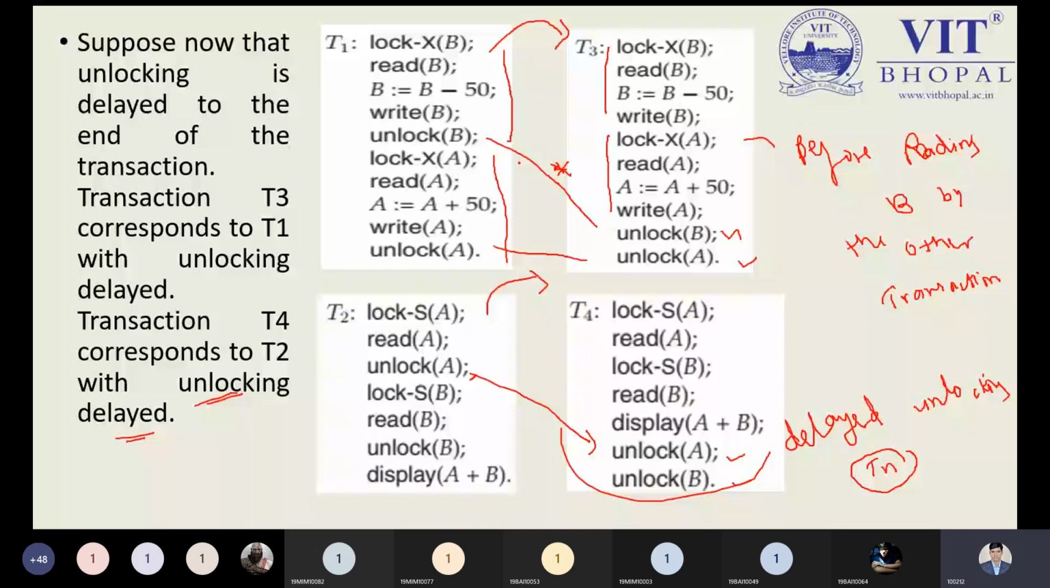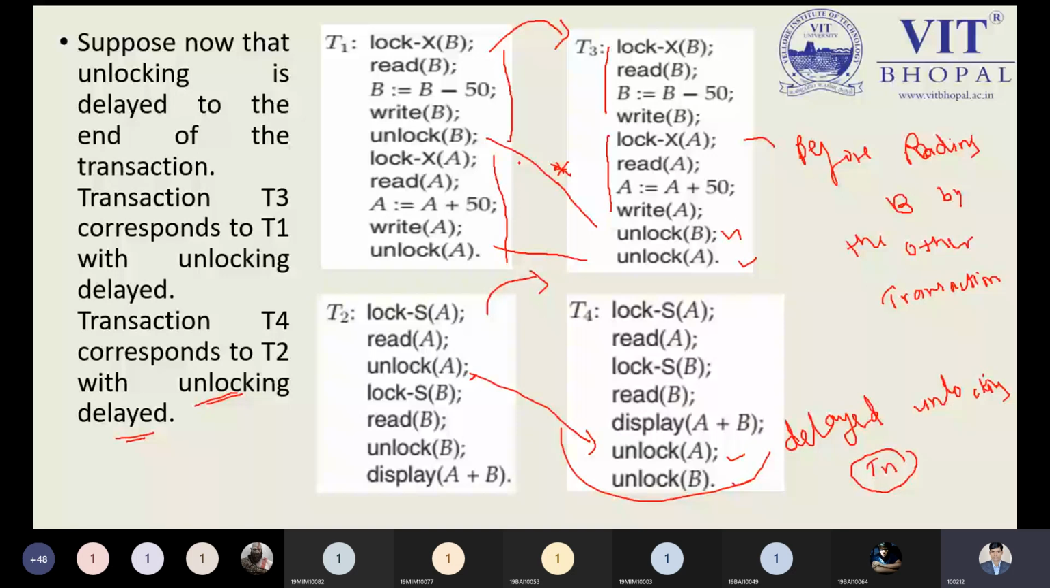Now this is related to unlocking delay. Yes, sir. Understood. Okay, so this is a little bit different. We have to keep it in mind. See, understanding database is very easy, but each and every point we need to clear. So that's why I'm taking different examples to explain all the things.